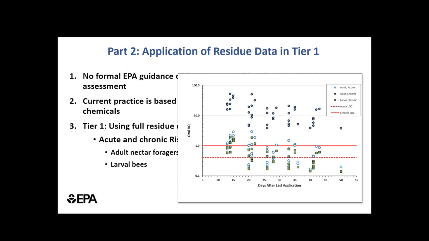So in this case, the adult chronic RQs shown in the solid blue circles are obviously quite a bit higher than those for larval bees as well as acute exposure to adult bees. So application of the residue data in Tier 2 is similar to that in Tier 1. I should mention that Tier 1 is all done on a dose basis. So the BREX model incorporates the amount of food that the bees would be expected to consume for the different castes and the different tasks.